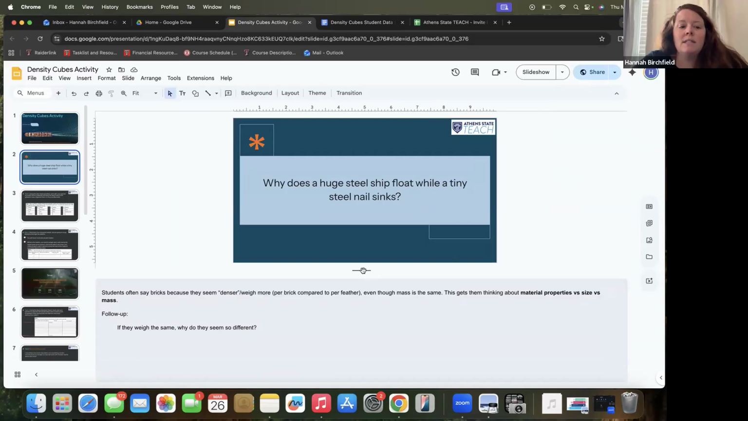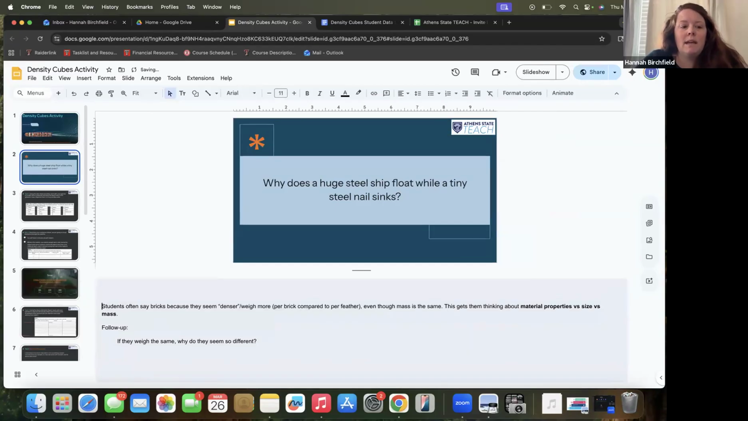It says students often say bricks. So this was actually a different question. So let me add here an additional optional engagement question. What weighs more, 1 pound of bricks or 1 pound of feathers? So this is another one you could consider.